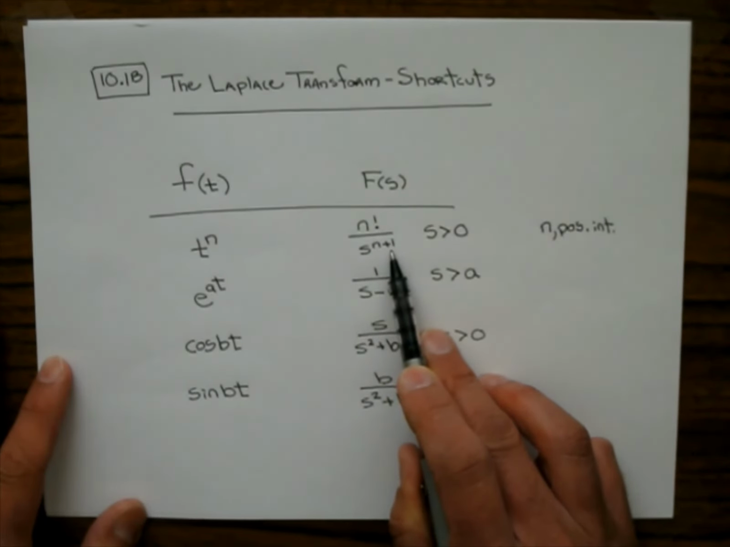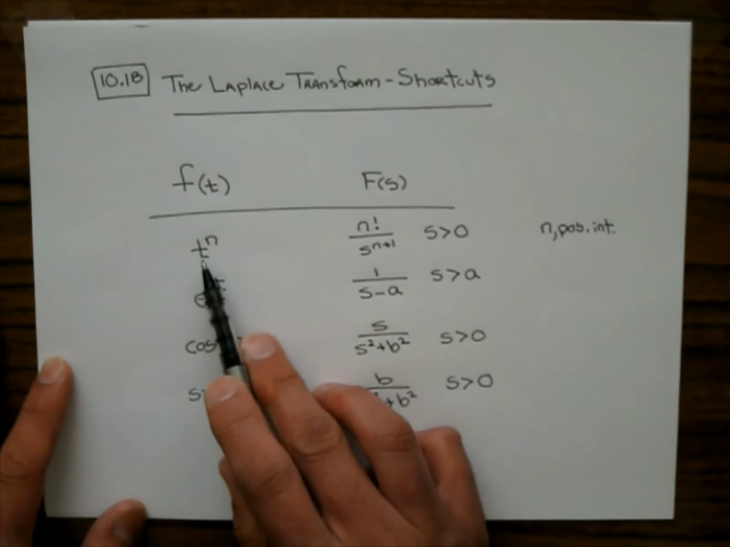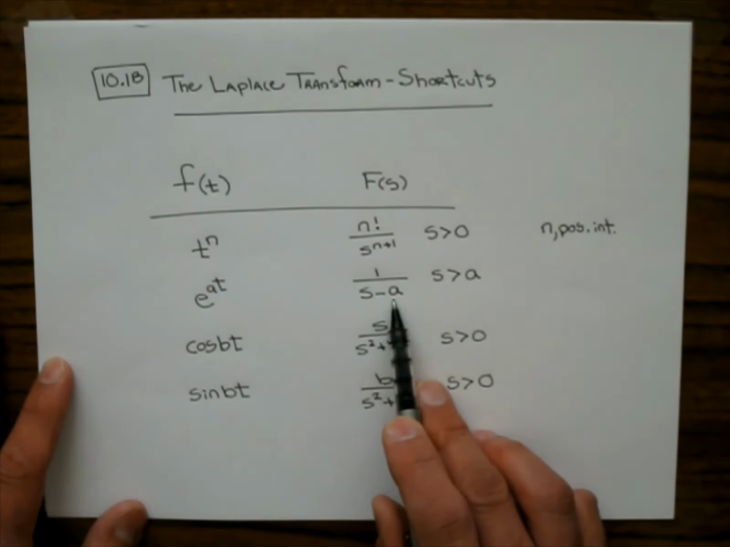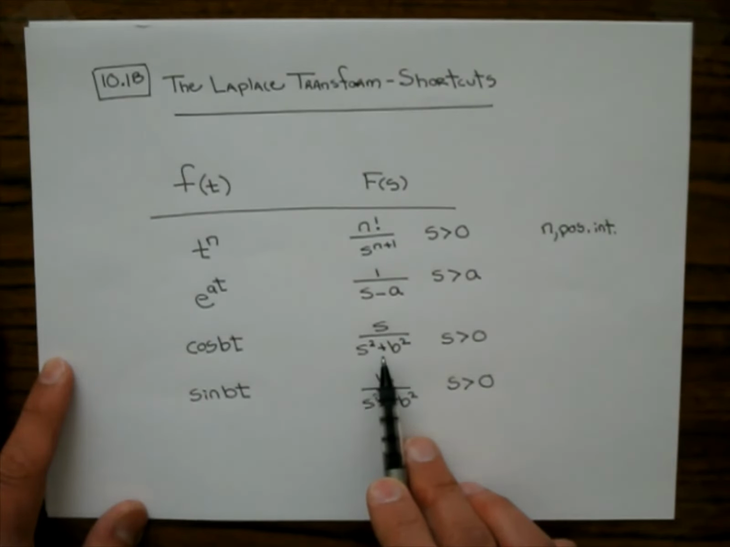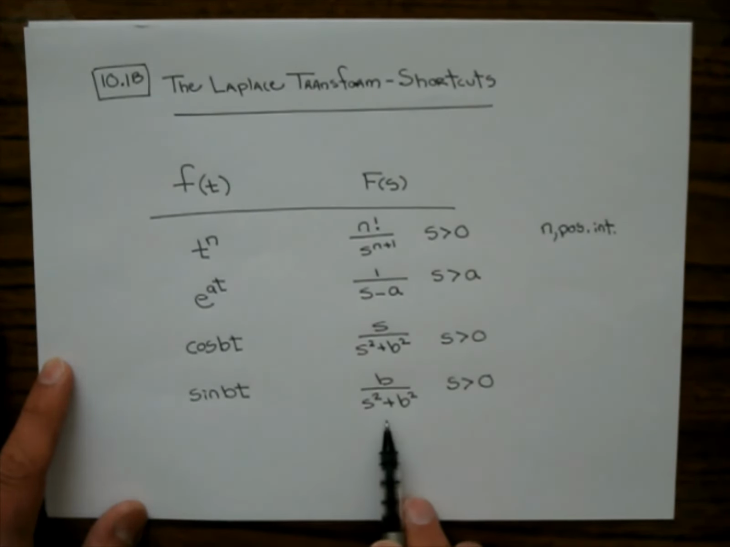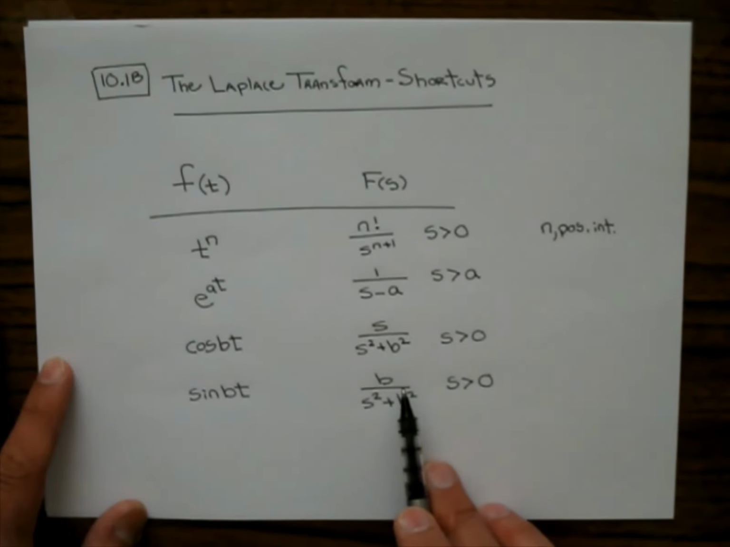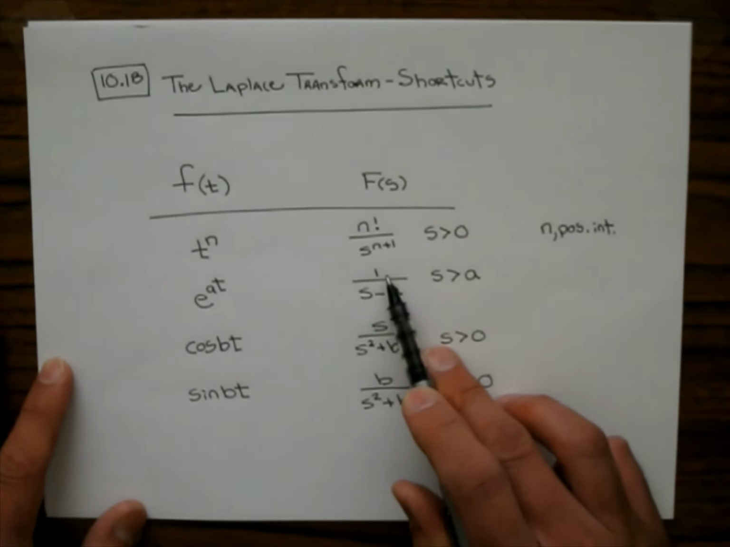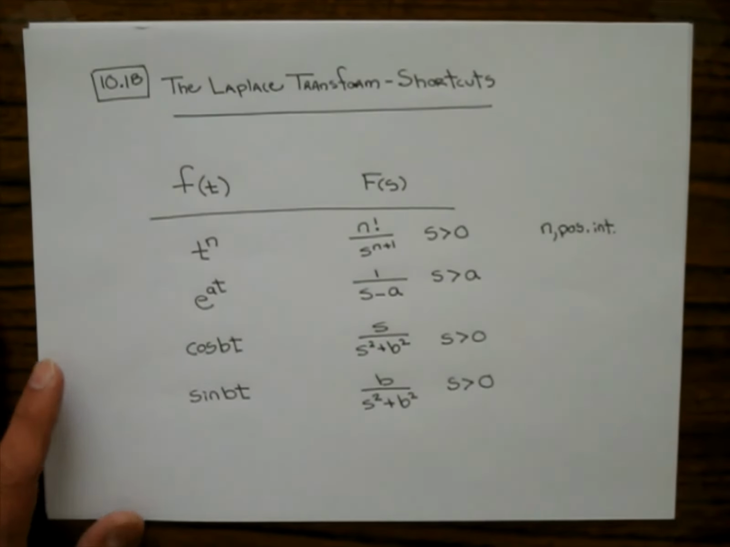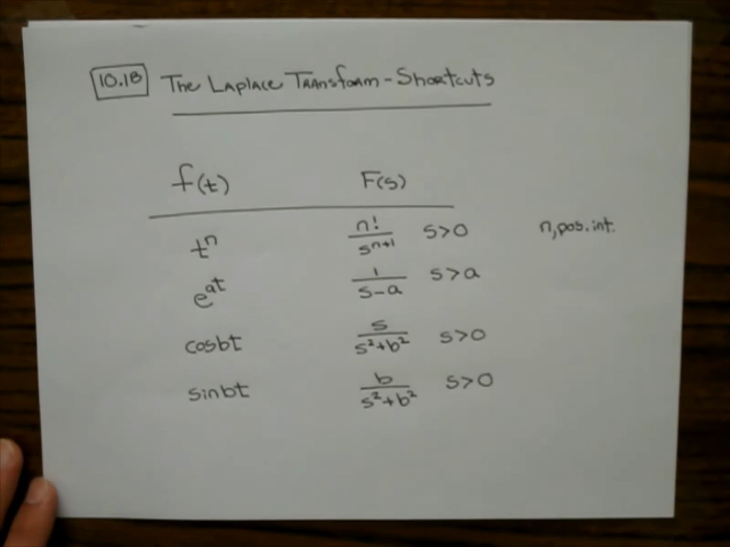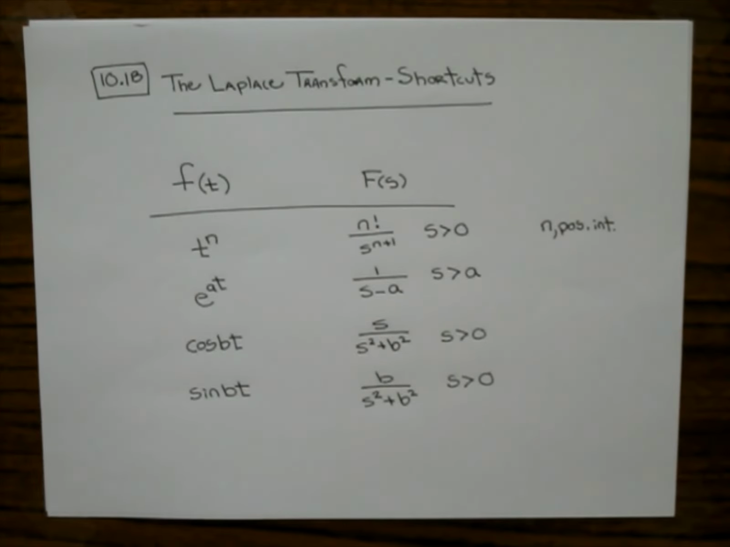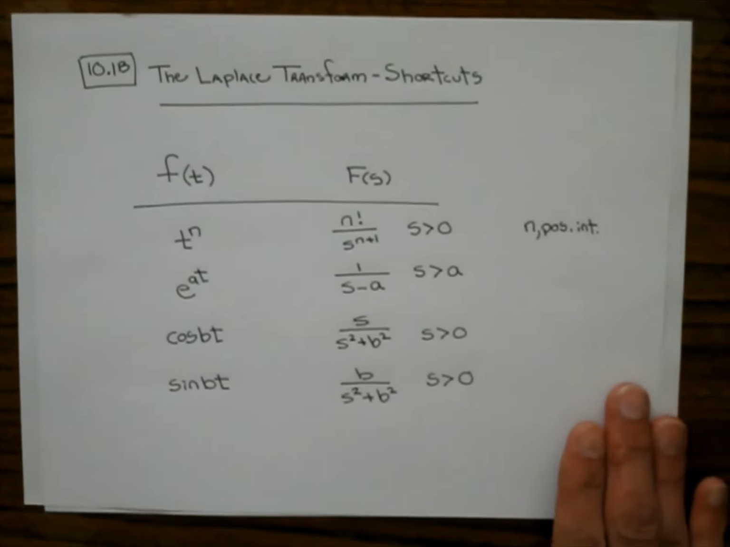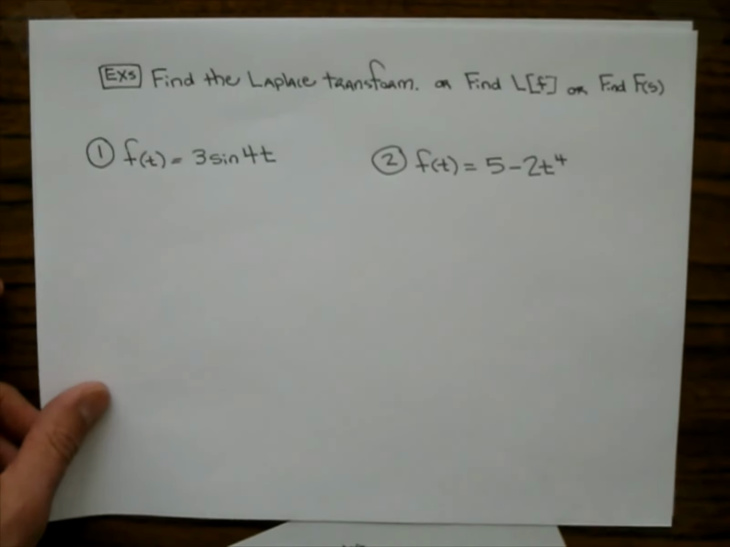D to the n plus 1 annihilates a polynomial of degree n. D minus a annihilates this guy. D squared plus b squared annihilates the cosine or the sine. But it's not just 1 over annihilators, because we also have some weird stuff in the numerators. So what you're going to do in 10.1b is going to be a lot easier than 10.1a. You are going to be finding the Laplace transforms using shortcuts. So let's go ahead and do a few problems, and we'll be done with 10.1b pretty soon.